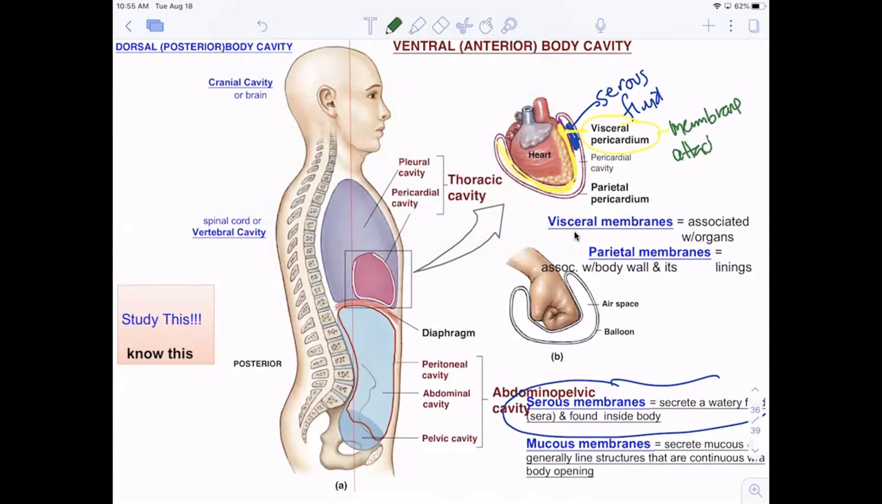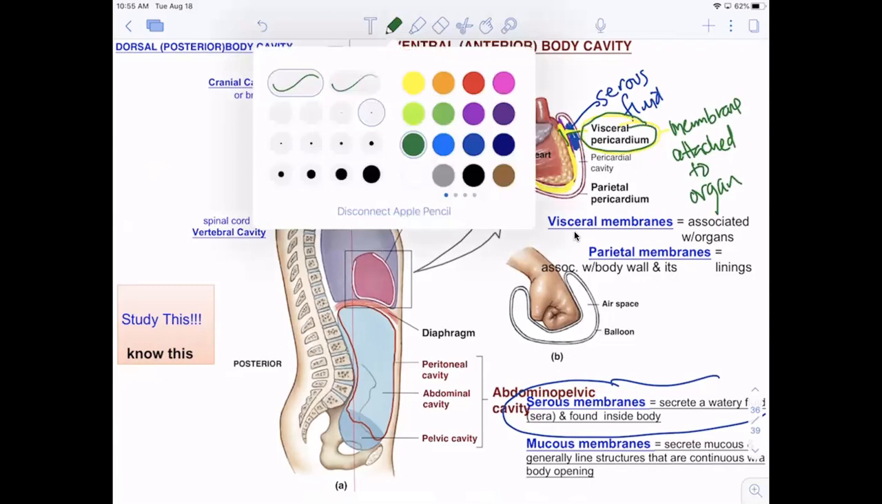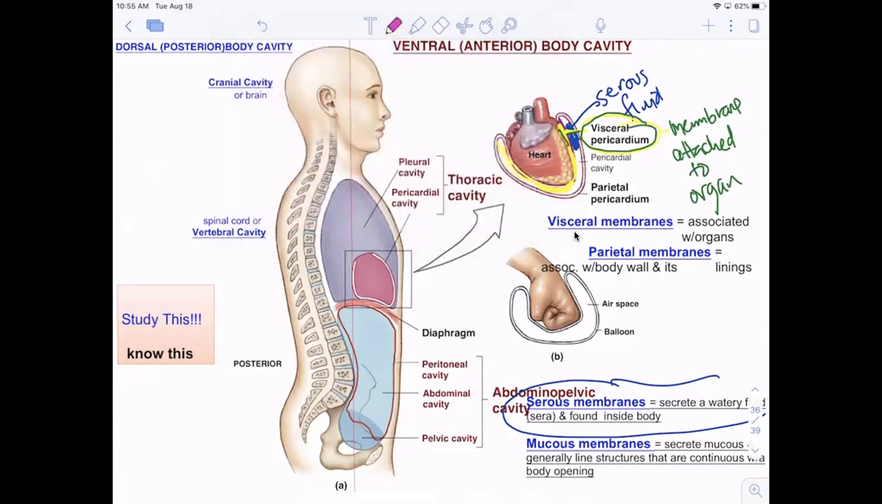It is the membrane attached to the organ. Okay, so that's the visceral pericardium, this membrane. There is a second membrane that's on the outside. And so this membrane here is farther away, not attached to the organ itself. This is the parietal. So parietal is farther from the organ.